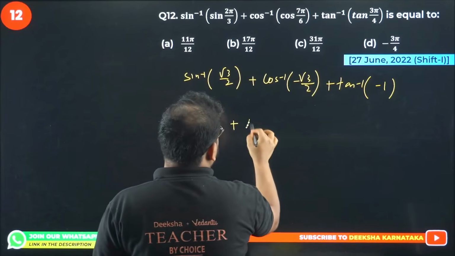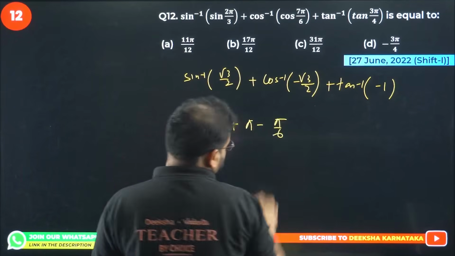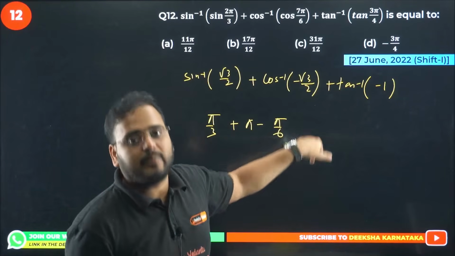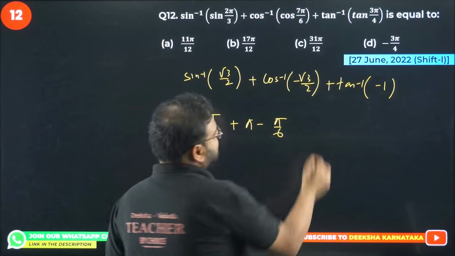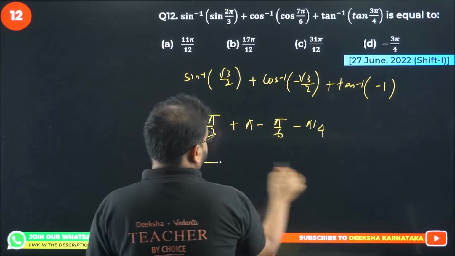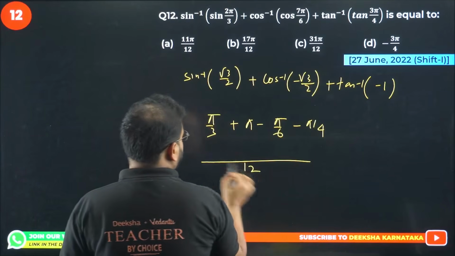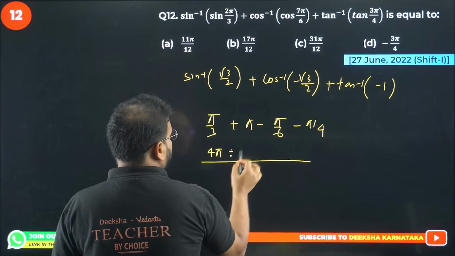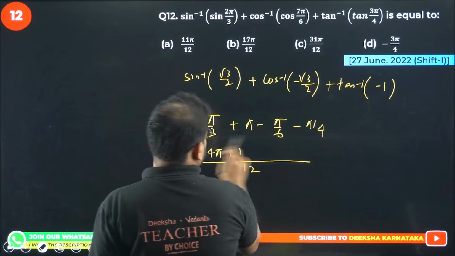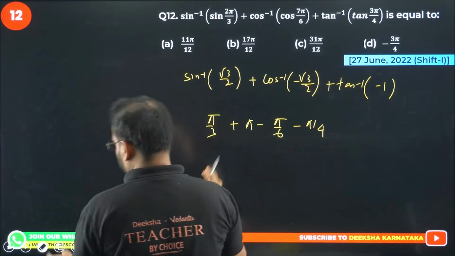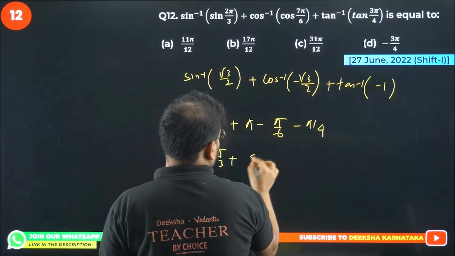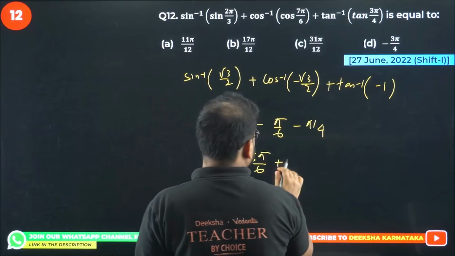Over here we get pi minus pi by 6. Correct, right? Cos inverse of root 3 by 2 becomes pi minus cos inverse of root 3 by 2. So it becomes pi by 6, and for this we have minus pi by 4. Okay, LCM is 12. I can simplify this better. So we have pi by 3 plus 5 pi by 6 minus pi by 4 actually.